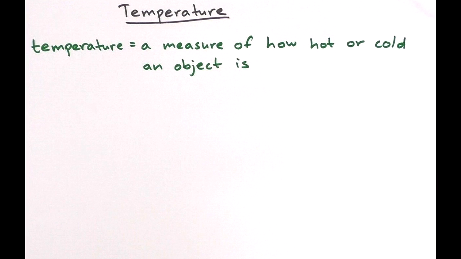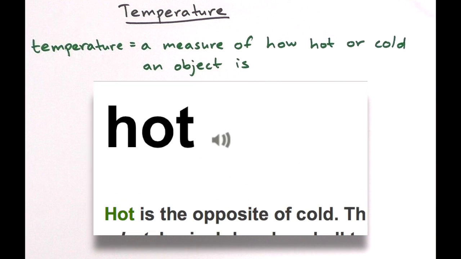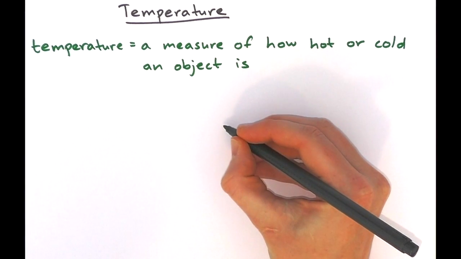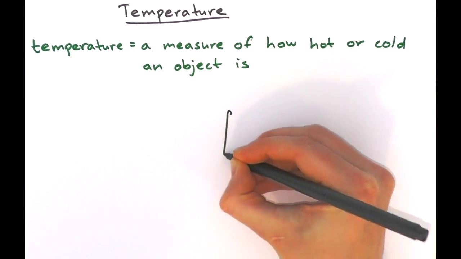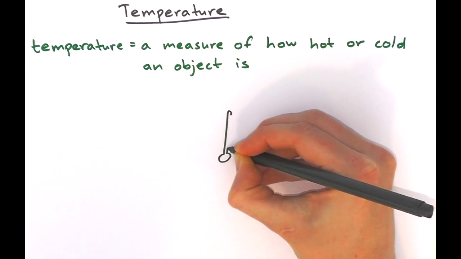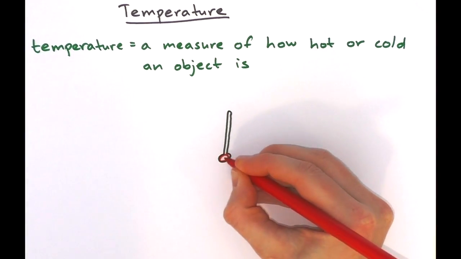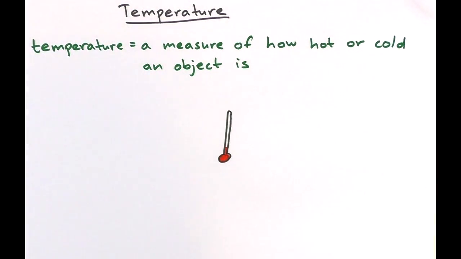If we look in the dictionary, we can see that cold is the opposite of hot and hot is the opposite of cold. But what are they really? Well, one way to answer that question is to think about how we measure temperature. We usually use a classic thermometer, which is a hollow tube made of, for example, glass, and then it's filled with liquid. And the thing about liquids is that they expand when you heat them up.